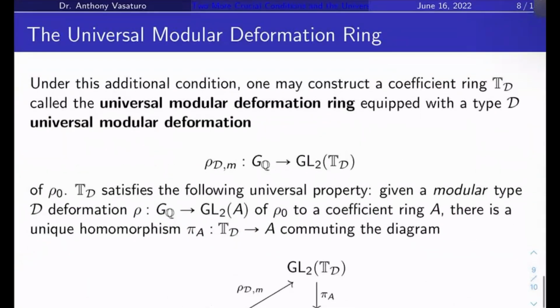Why put this fourth condition on ρ₀? Well, under this additional condition, so if I satisfy conditions A through D, I can construct another special coefficient ring called T_D, which will essentially be a Hecke algebra. It'll be generated by various Hecke operators. It'll be called the universal modular deformation ring. It itself will be equipped with a universal type D modular deformation, which I'll call ρ_DM, from G_Q to GL₂(T_D).